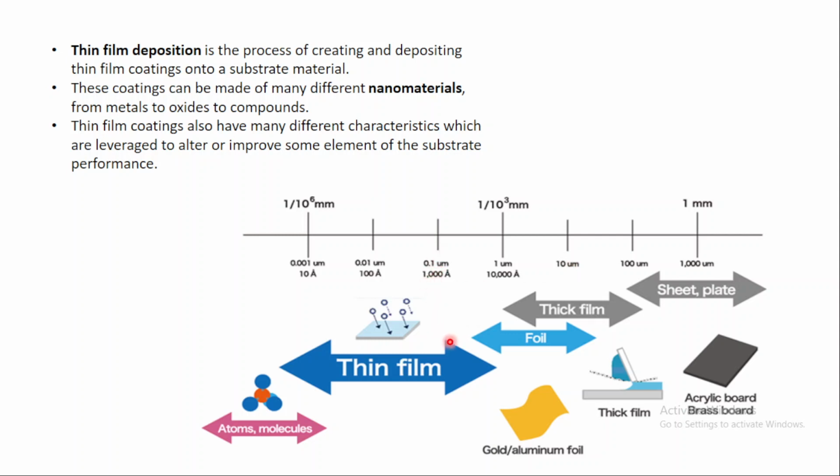And thin film then comes in the range of 10 angstrom, or 1 nanometer. 10 angstrom is 1 nanometer. 10 angstrom to 1000 angstrom. So 1 nanometer to 100 nanometer is a thin film. And lower than this scale is the atom. So thin film is almost close to one atom, one or a few atoms thick.